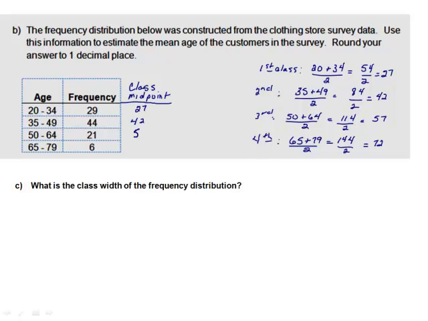So if we write those class midpoints, just making a third column in our table, then we're going to make another column where we take the midpoints times the frequencies for each class. So for the first class, we're going to have 29 times 27. And we're just going to go down the row, and for each row in the table, we'll multiply the frequency times the class midpoint.